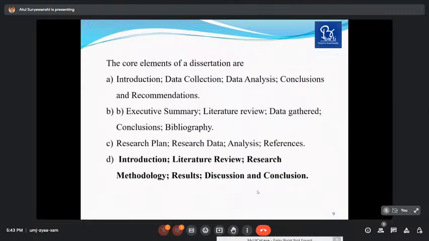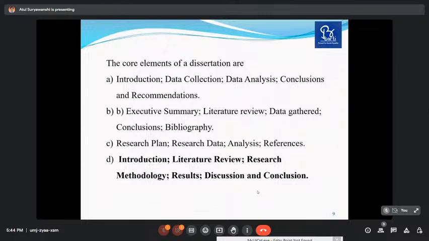The next question is, the core elements of a dissertation are. What are the elements of dissertation? Is it introduction, data collection, data analysis, conclusion, and recommendation? See, the answer is D. It is introduction, literature review, research methodology, results, discussion, and conclusion are the select elements to prepare dissertation.